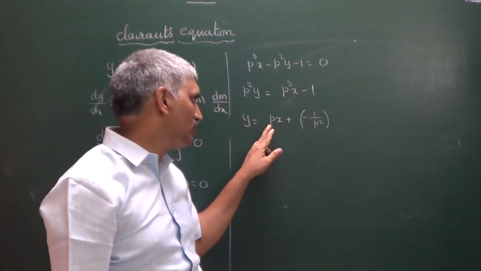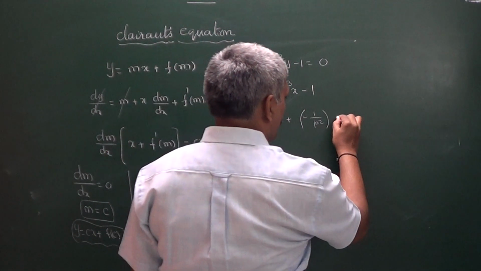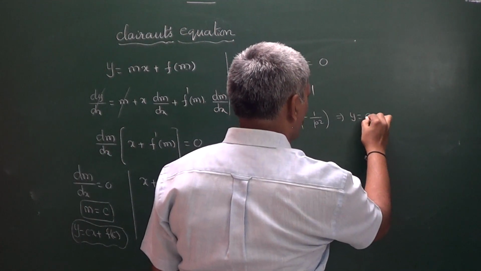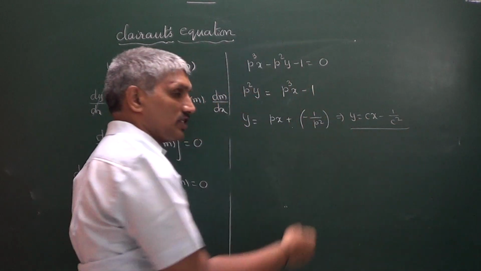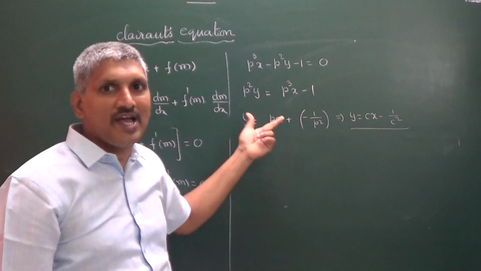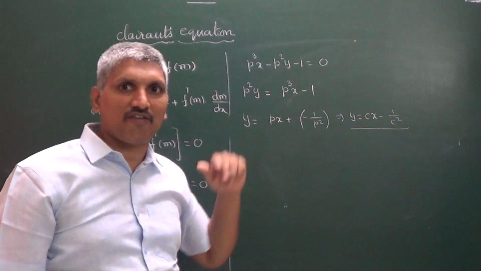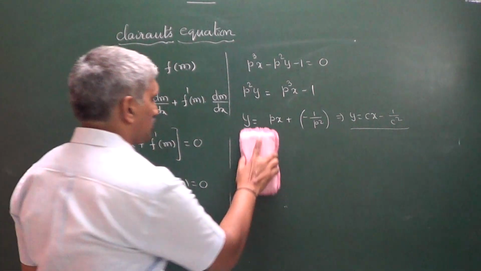Y is equal to mx plus f of m. So we can write the general solution as y is equals to cx minus 1 by c square. That is the general solution for this equation, because we convert it into Clairaut's equation and then we are finding the solution. So one more question here we are discussing.